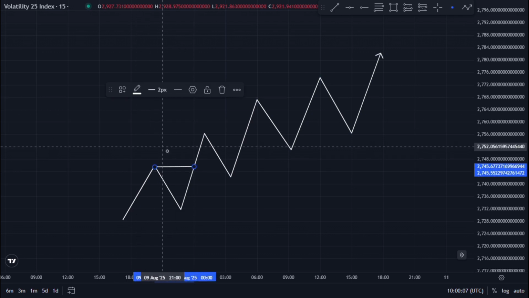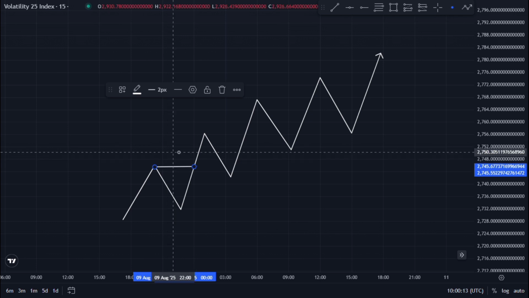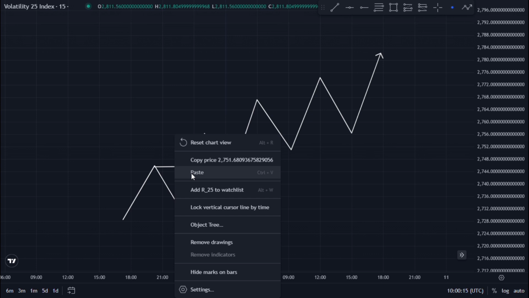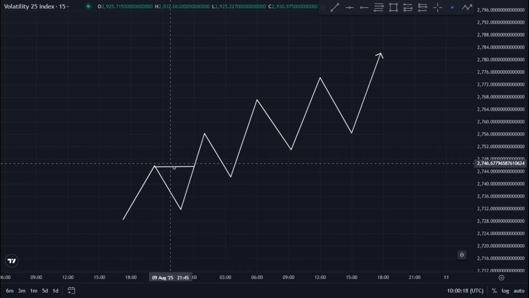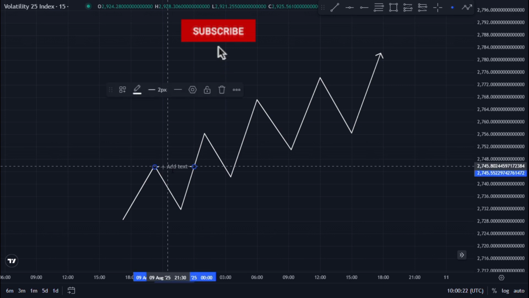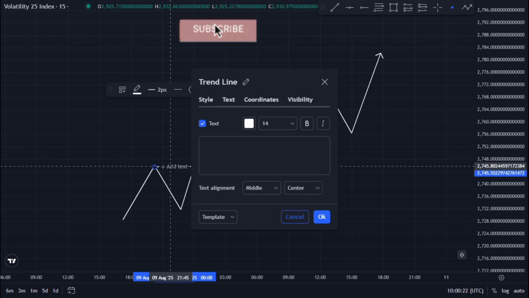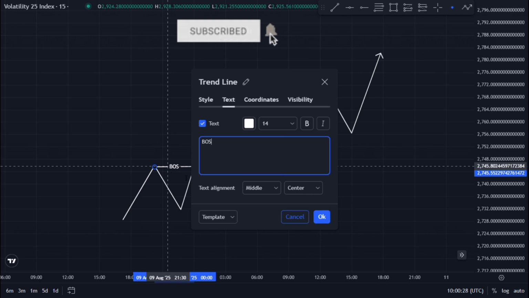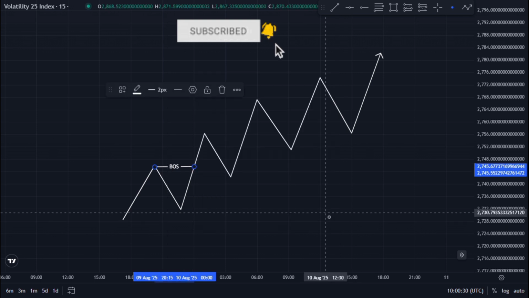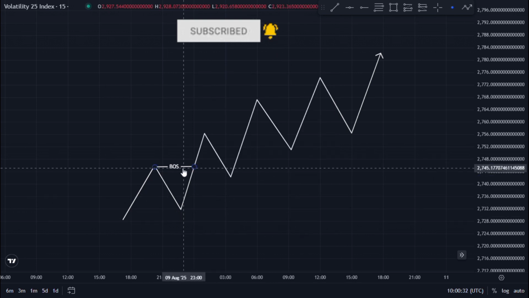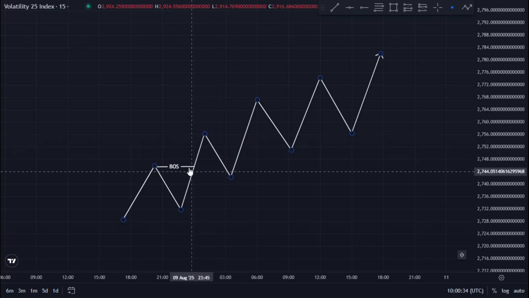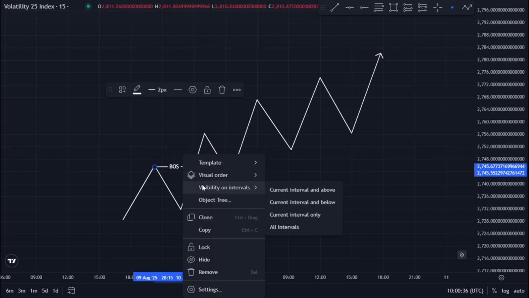of structure line to indicate. It helps you in knowing the movement of the market. Break of structure line. Let me type it up. BOS. Okay. So we have also another BOS up there.